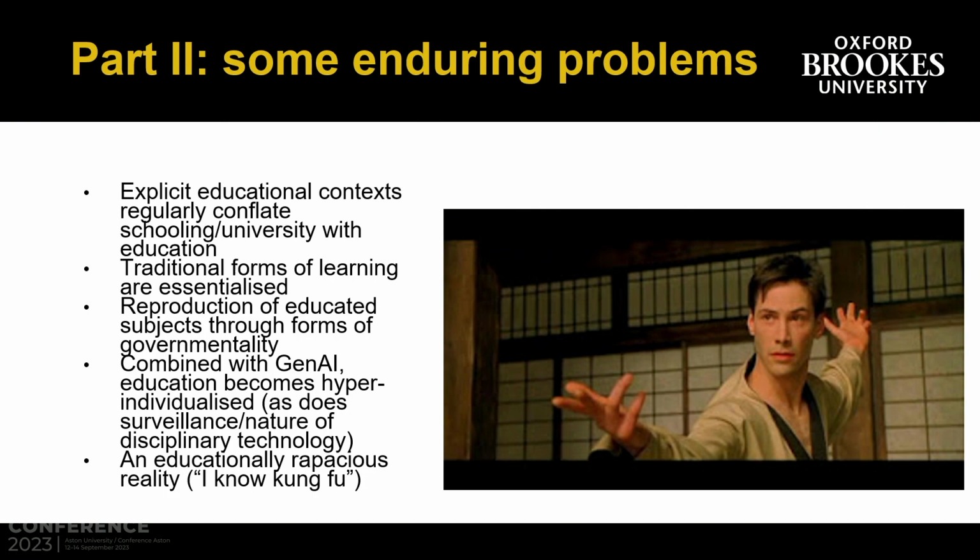So there is this essentialization of things that have already come, and you could think about that as the reproduction of educated subjects through forms of governmentality, the idea that this is all very good for us and that we should go back to the modern school. The modern school will continue and persist in the metaverse.